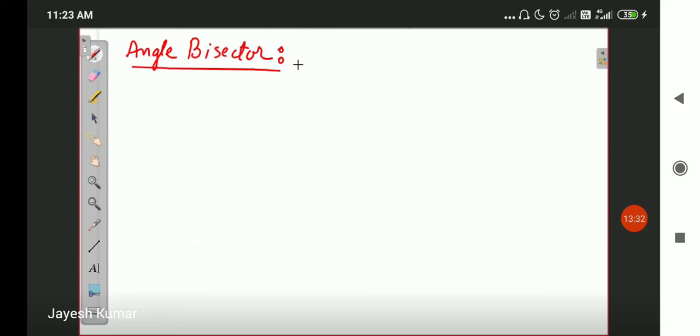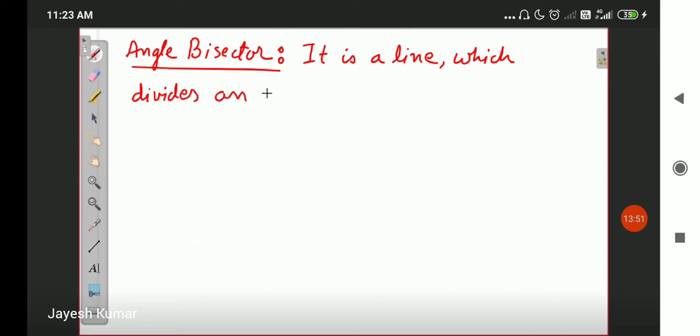Okay, what is an angle bisector? It is a line which divides an angle in two equal parts. Okay, so let me explain with the help of diagram.